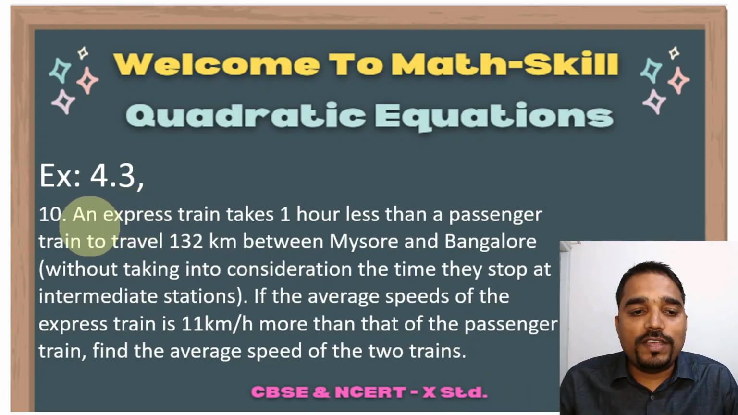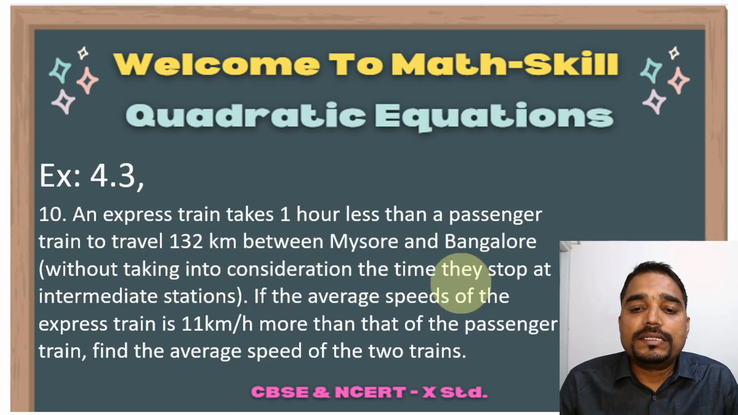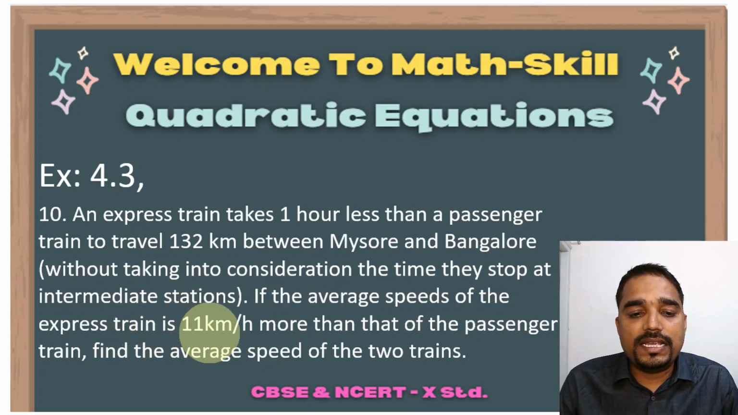What we are going to solve is: an express train takes 1 hour less than a passenger train to travel 132 kilometers between Mysore and Bangalore, without taking into consideration the time they stop at the intermediate stations. If the average speed of the express train is 11 km per hour more than that of the passenger train, find the average speed of the two trains. This numerical is a part of CBSE as well as NCERT for 10th standard mathematics.